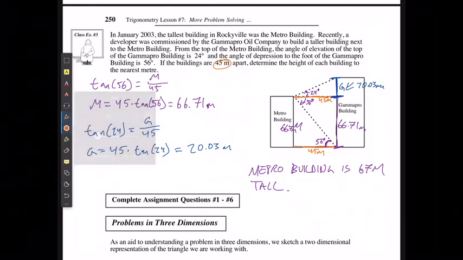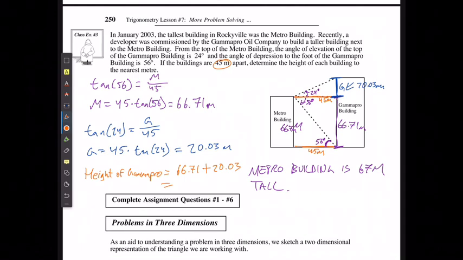The full height of the Gamma Pro building is going to be the 66.71 plus the 20.03, and to the nearest full meter, then that is going to give me 87 meters.